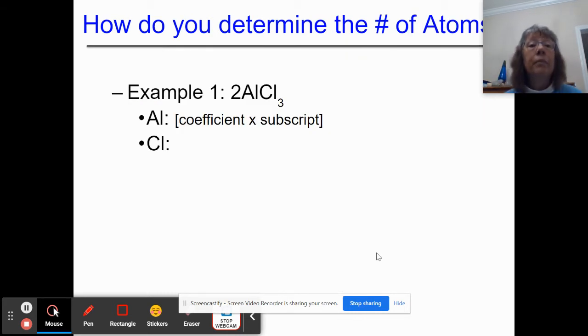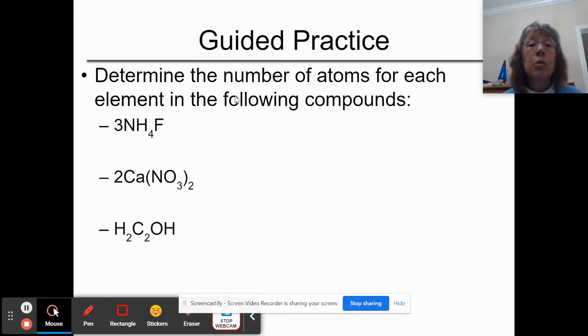Now, another example, 2 aluminum chlorides. The coefficient times the subscript. So aluminum, you've got 2 as a coefficient, but if there's no subscript, you assume it to be 1. That's only 2 atoms of aluminum, whereas the chlorine, there's 3 atoms in each of the molecules. So it would be 2 times 1 equals 2, and 2 times 3 equals 6.